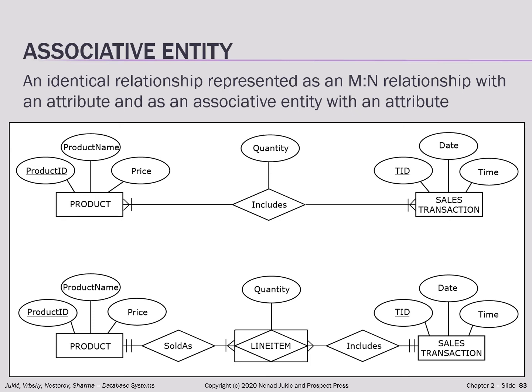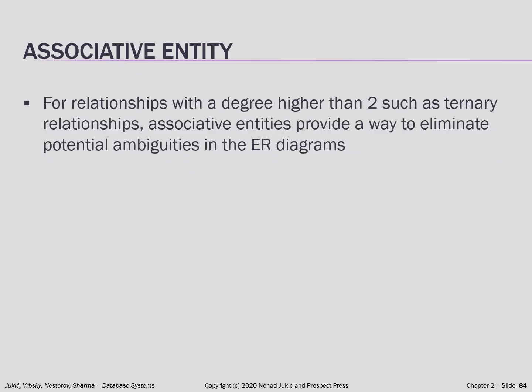Associative entities are not very useful for binary relationships. They provide an alternative, more complicated and verbose way of depicting something that's already depictable in a simpler way. However, for a relationship with a degree higher than 2, such as ternary relationships, associative entities do provide a way to eliminate potential ambiguities in the ER diagrams.